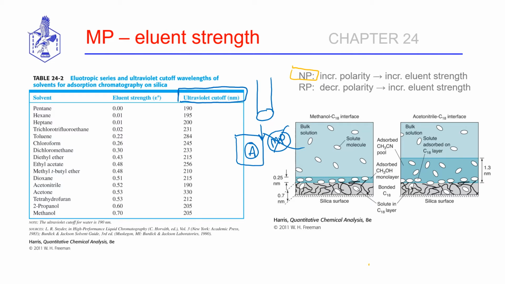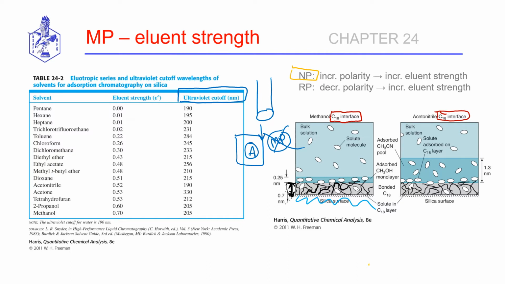To the right is a depiction of the layers that form between our stationary phase and our mobile phase in the bulk solution. We are looking at stationary phases of C18 in both cases here, so those are very nonpolar stationary phases. Silica surface down here, and the little black squiggly lines are our C18 molecules attached to the silica surface. So here's the depth of your stationary phase layer.